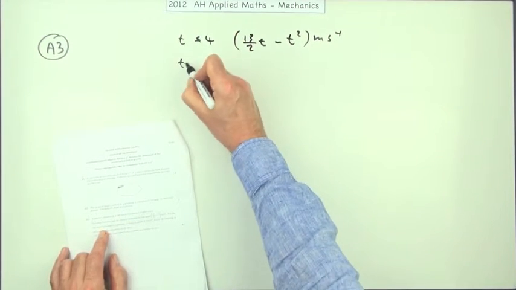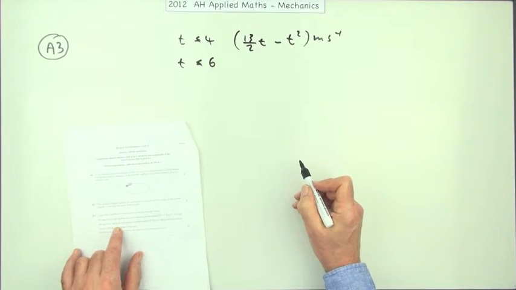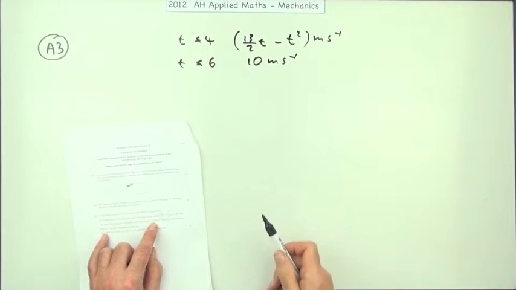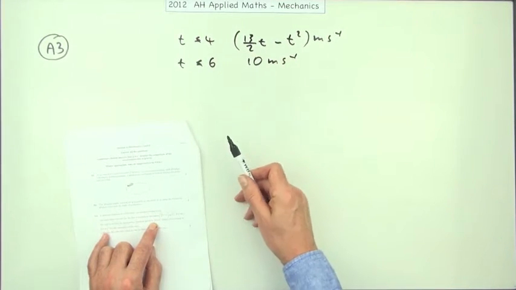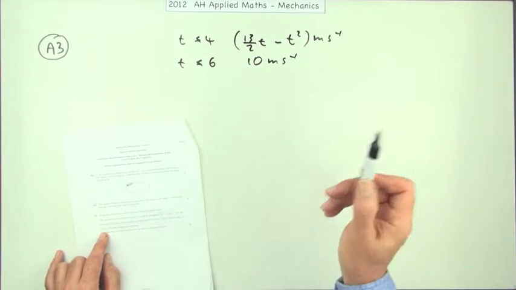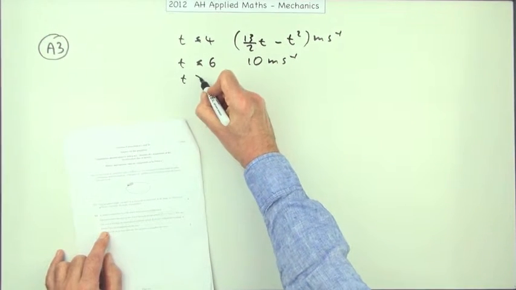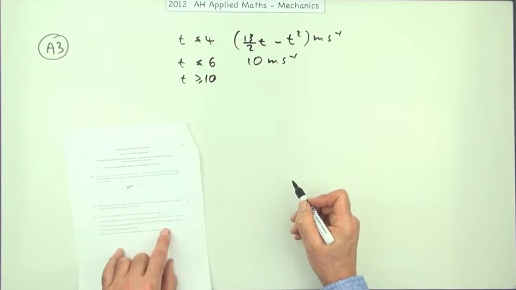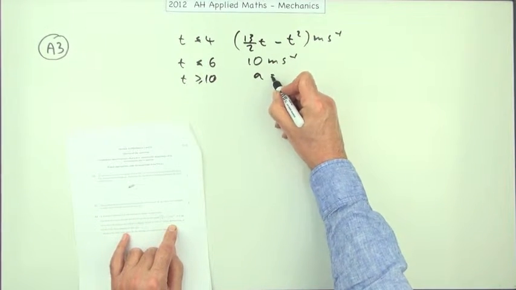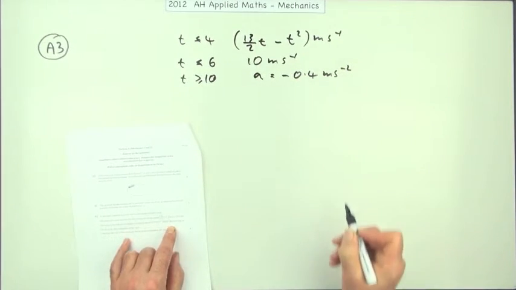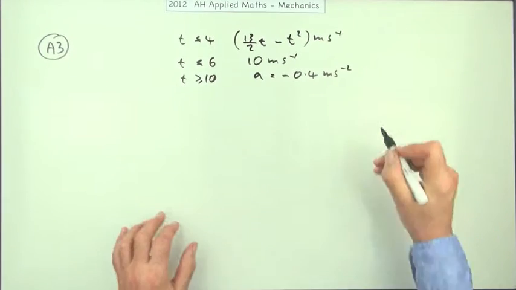The next 6 seconds, so up to 10 seconds, constant speed of 10 metres per second. So that must mesh with that. So presumably putting 4 into that must give you a 10, which you can try yourself. And then after that, greater than 10 seconds, there's a constant deceleration of 0.4, 2/5 of a metre per second squared. How about a wee picture of this then?